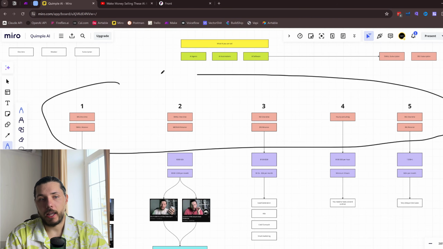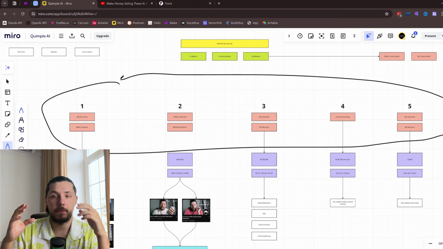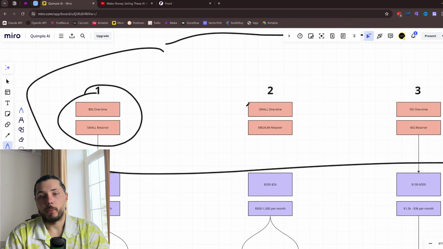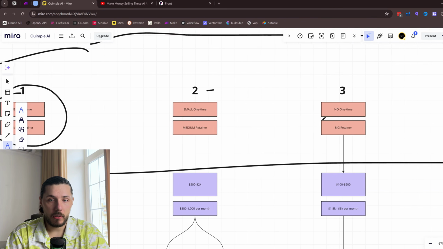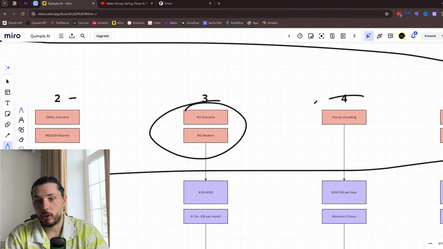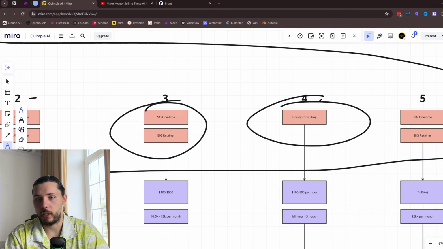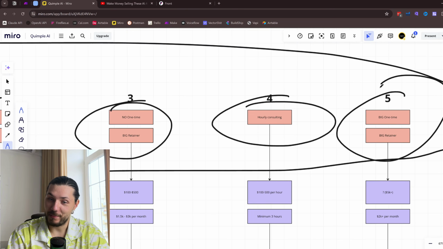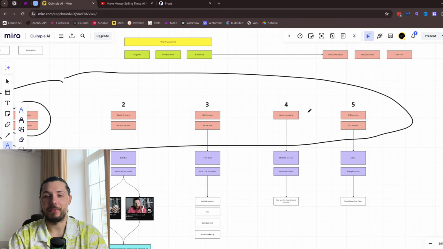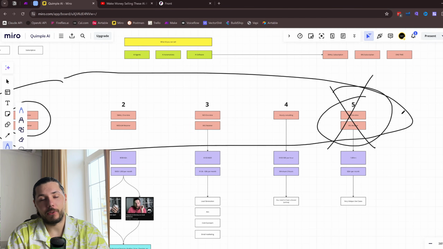Essentially, I look at charging clients in 5 different ways. You can charge a big one-time payment and small retainer, small one-time payment and medium retainer, no one-time payment and big retainer, hourly rate, or essentially consulting, or big one-time payment and big retainer. Essentially, the dream of every one of us. But this is actually the hardest part, and I don't think that you need to plan to sell this.